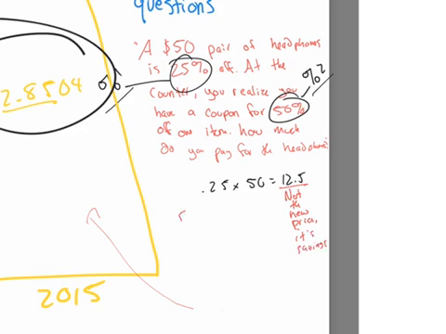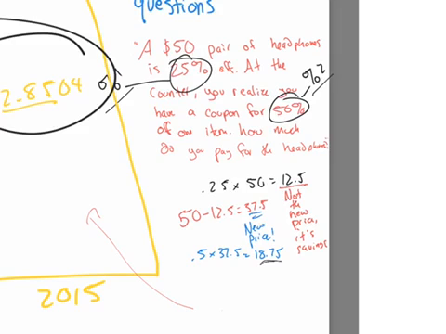So then I have to do 50 minus 12.5, and that equals 37.5, which is the new price. And then you apply a coupon, right? You get 50% off. So I would do 0.5 times 37.5, and realize that that answer is 18.75. So if I get them for 50% off, the new price is 18.75.